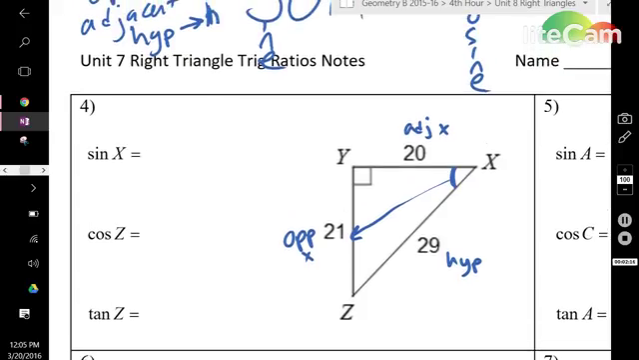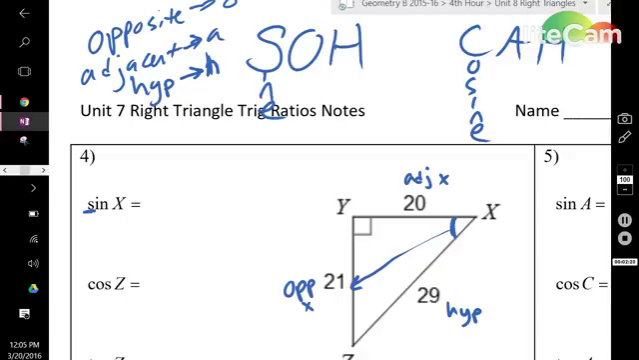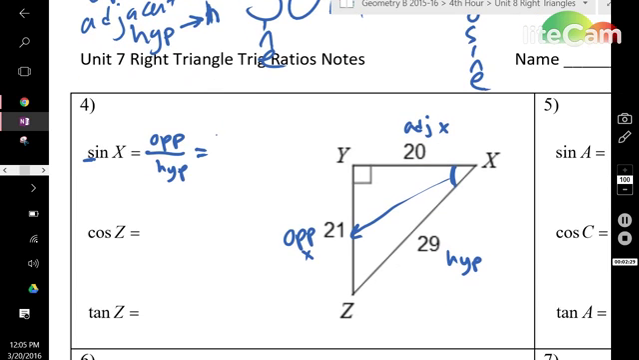Now, sine starts with an S. If you look up here to SOHCAHTOA, S goes to OH, meaning it's opposite over hypotenuse. So, your opposite side length is 21. Your hypotenuse is 29. And that is your ratio.